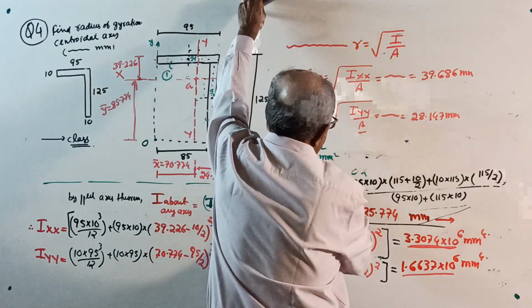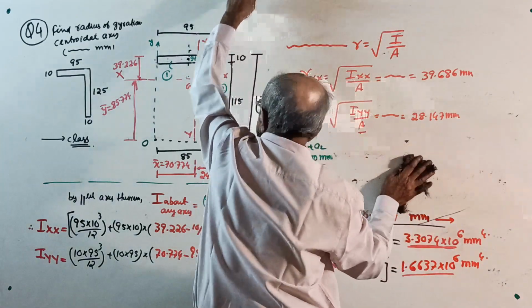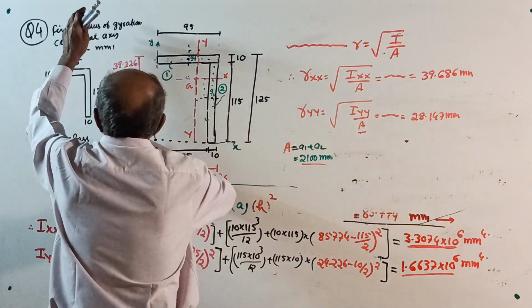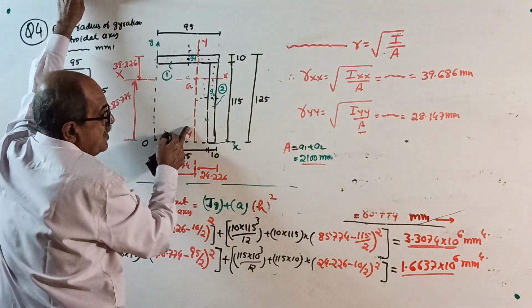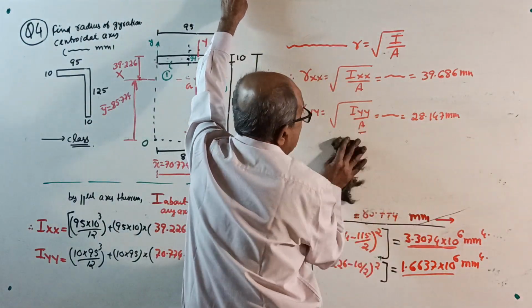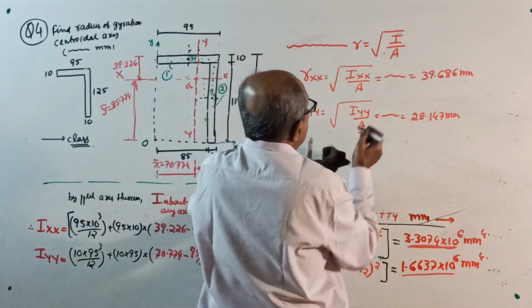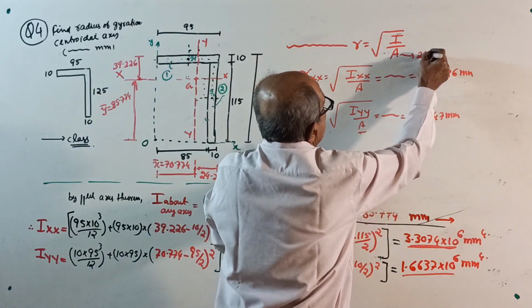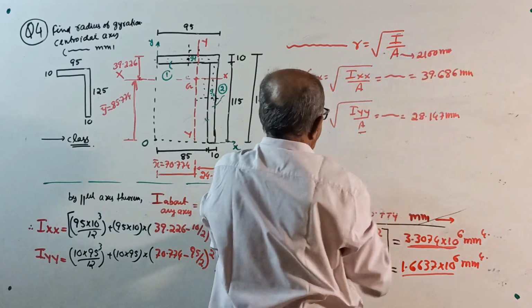Just a note. Okay, I will remove this one now. Okay, this is required. Area, how much did I tell? Total area is 2100 mm square. Okay, now make a note.